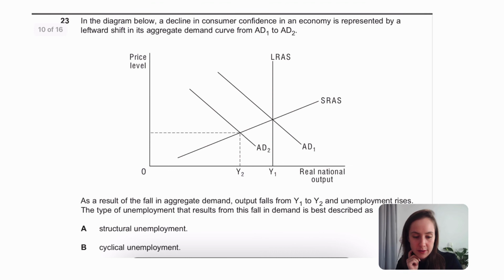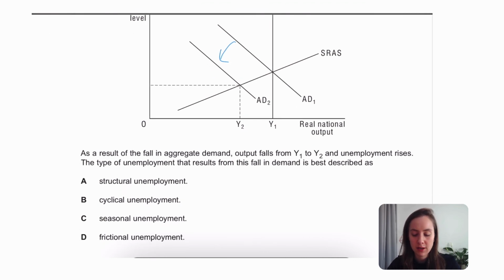Declining consumer confidence is shifting that to the left. As a result, output falls and unemployment rises. Type of unemployment that results from this fall. Okay, so it's talking about consumer confidence. I reckon there's been a shock to consumer confidence, so I'm thinking something like possibly a recession that kind of affected people's confidence. And with a recession, the type of unemployment is cyclical, so I think that's the answer.